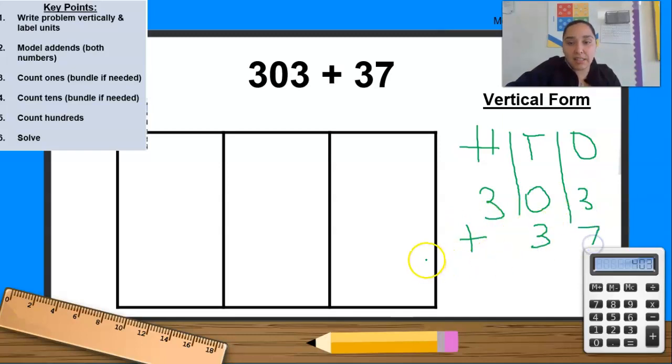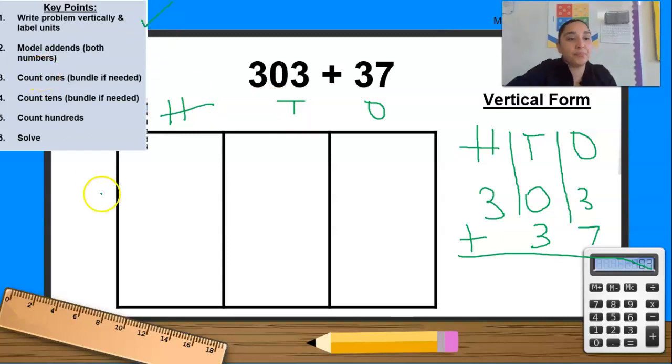This is my place value chart, boys and girls. So I write ones, tens, and hundreds. So I wrote the first key point. Key point number 2 says model the addends. I told you earlier that model the addends means that you write the place value disk for both numbers.